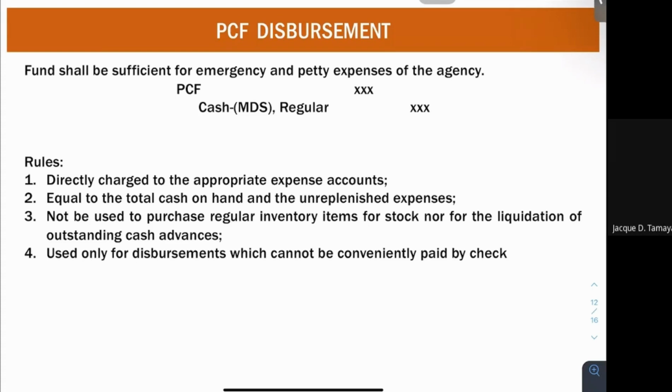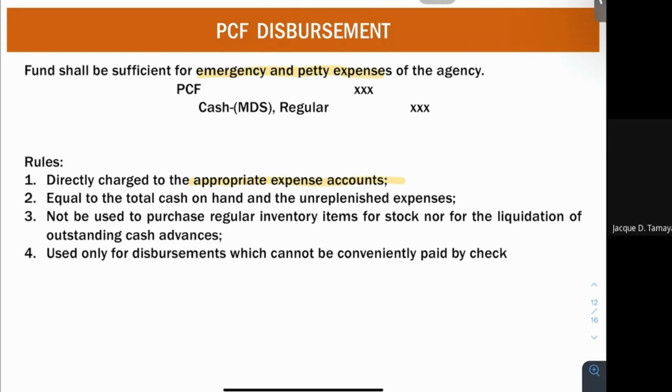So here in your petty cash fund, of course, it is set aside for your emergency and petty expenses. So what are the rules on your petty cash fund? For sure, you still remember how to account for your petty cash fund under your financial accounting. So normally, we follow the same rules. However, these are some of the specific rules under government accounting. First, you directly charge it to the appropriate expense accounts whenever you make use of the petty cash fund. So it is more like a fluctuating system. Next, it must be equal to the total cash on hand and the unreplenished expenses. So your petty cash fund must always equal the cash on hand, including any expenses paid from the petty cash fund. Still, that is the same rationale for your petty cash fund under GAAP or PFRS.